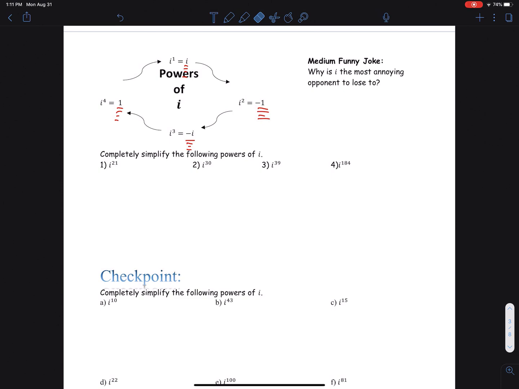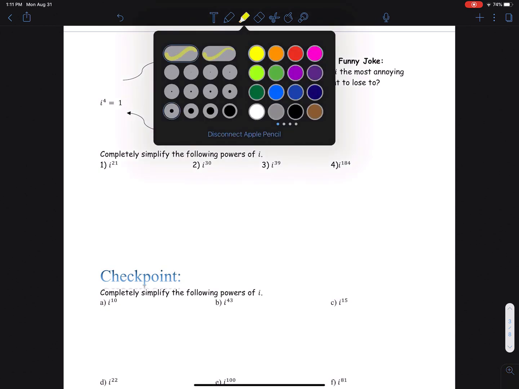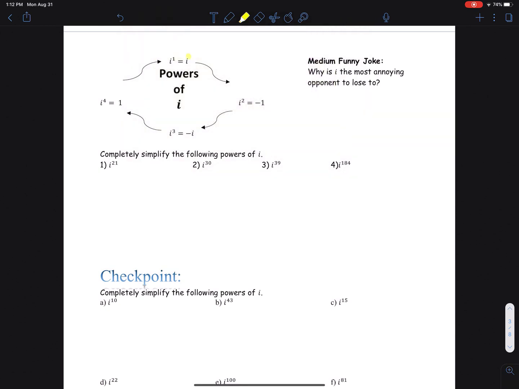So, medium funny joke of the class. Why is i the most annoying opponent to lose to? Well, why would he be the most... Well, let's think about it. All he says is, I won. I won. I won. No one likes a bragger. I mean, come on.